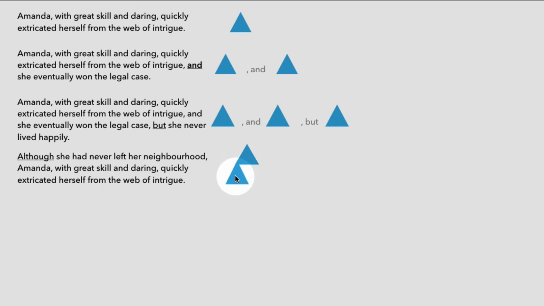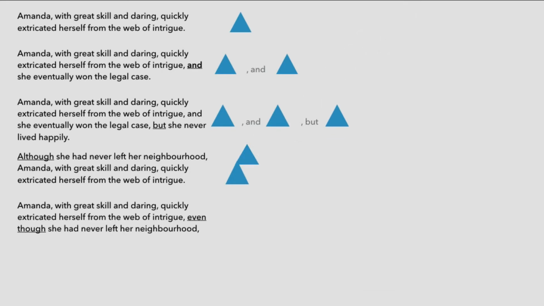Now how do we know one is dependent and one is independent? Well, if you look at this clause here, you can't stop after neighborhood. You can't say, although she had never left her neighborhood. You're leaving the reader or the listener hanging there. So it's not a complete clause because it's dependent upon this main or independent clause.